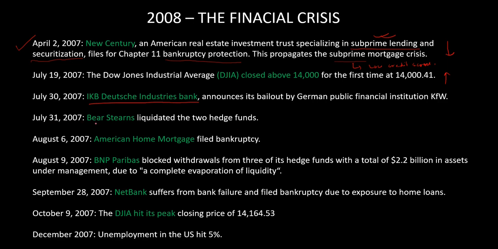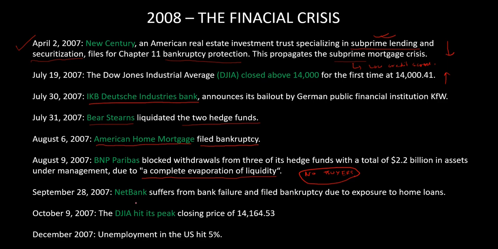July 31st, 2007, Bear Stearns liquidates two hedge funds. It had a couple of hedge funds and they were not performing well. They had to liquidate the hedge funds. August 6th, American Home Mortgage, another real estate related finance company, files for bankruptcy. August 9th, BNP Paribas blocked withdrawals from three of its hedge funds with a total of 2.2 billion in assets under management due to complete evaporation of liquidity. Complete evaporation of liquidity means no buyers. No buyers, only sellers. This is the situation.